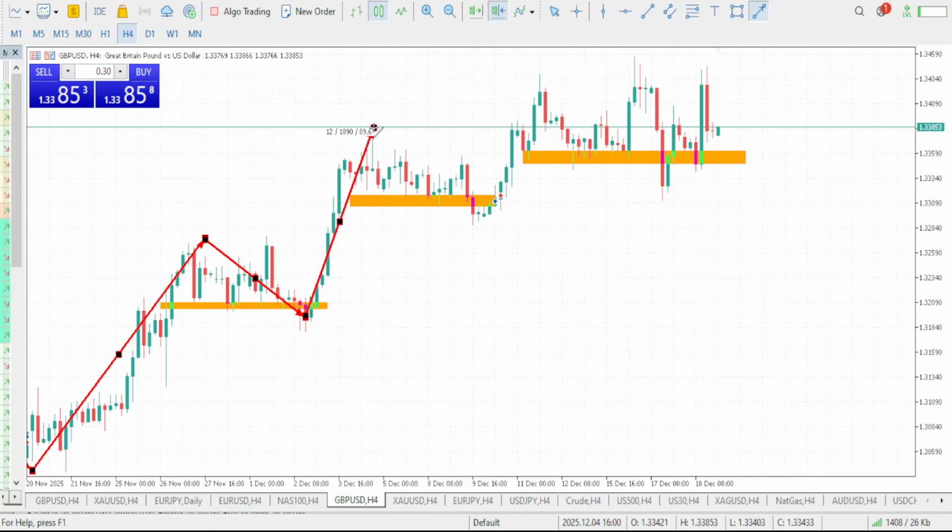This is the higher high. Here is our higher low. This is the higher high. The market is currently at this higher low, and within this higher low, market is ranging within this level.